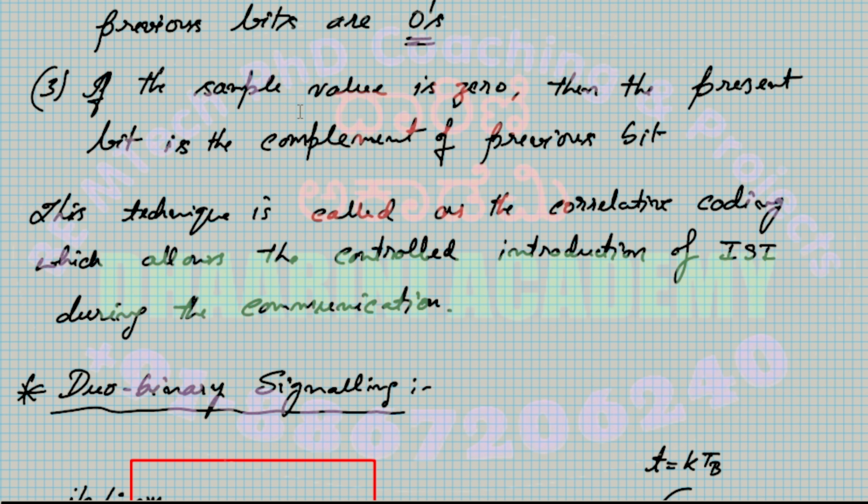And we go to the third case. The sample value is 0. When I sample at t equal to Tb, I get a 0, which means they have to be complements of each other. So you see, the logic says that the present and the past bit are complements. If this is 1, that will be 0. If this is 0, that is 1.